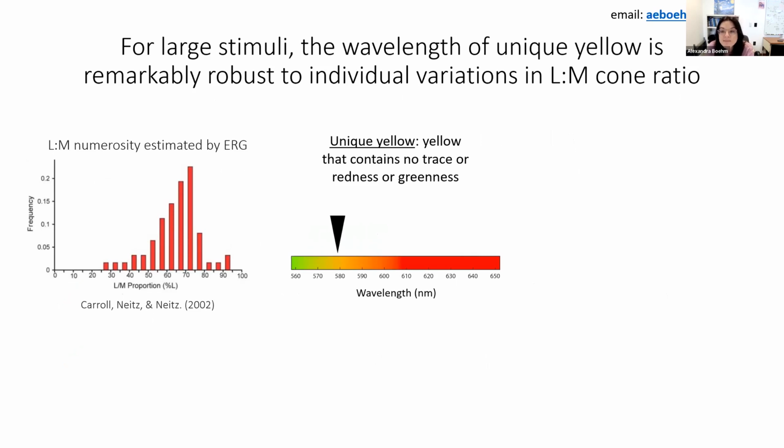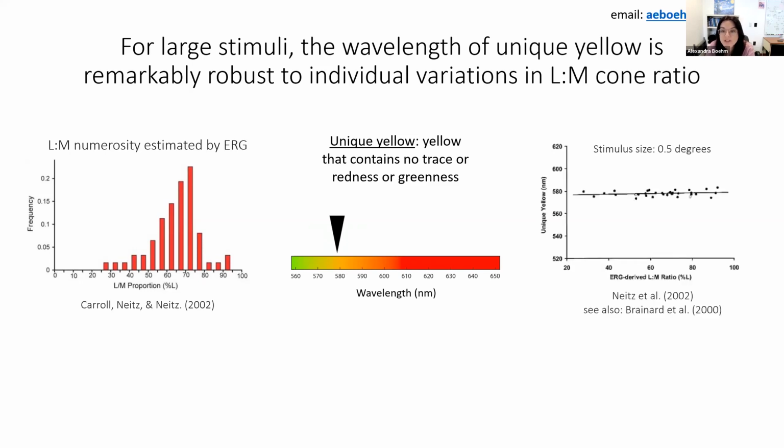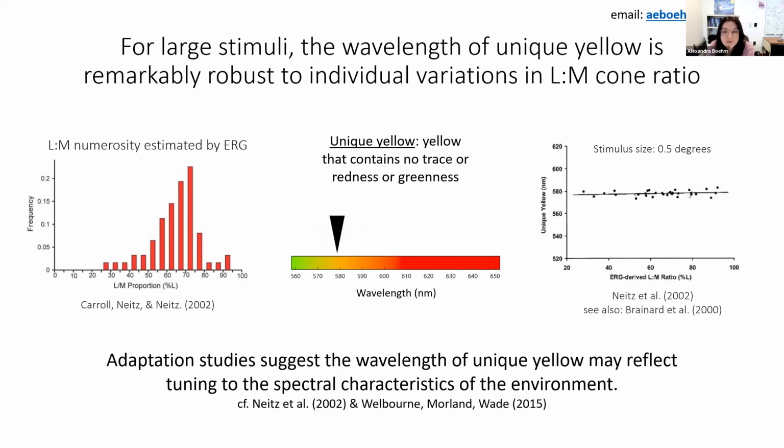But we know that when we ask observers with widely varying LM cone ratios to then identify a color that looks uniquely yellow, that is, it has no hint of either red or green, there's actually no correlation in unique yellow settings with LM cone ratio, at least with stimuli that are about a half degree and larger in size. So in fact, unique yellow is remarkably stable across individuals at these larger stimulus sizes. And adaptation studies have shown us that the wavelength of unique yellow may reflect the spectral characteristics of the environment, and therefore it could be completely independent of these anatomical differences that I've been discussing so far.